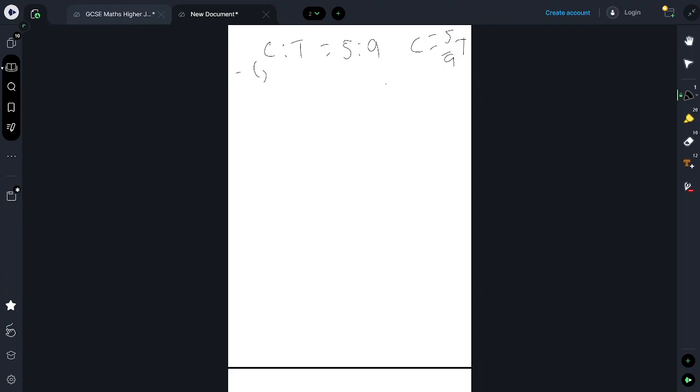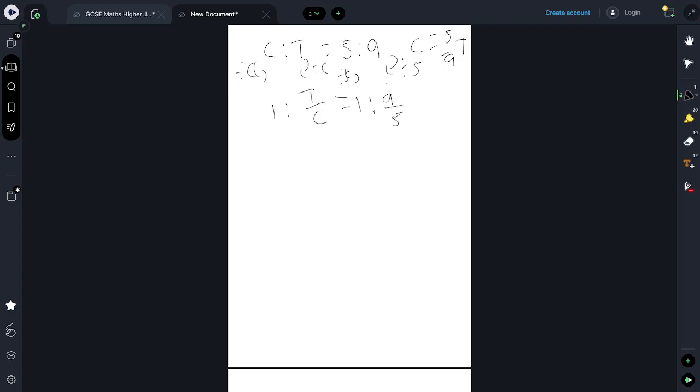So this one, divide by C. Well, C over C is just going to be 1. And T over C is T divided by C. And this is going to be equal to, now do the same for this. Divide by 5 as well. We're just simplifying the ratio. So 5 divided by 5 is 1 again. And 9 over 5 is 9 over 5.